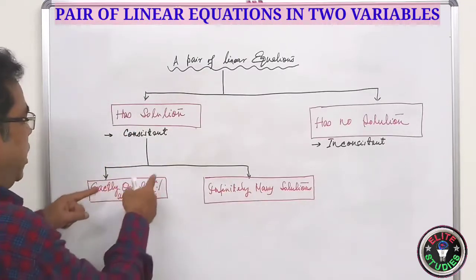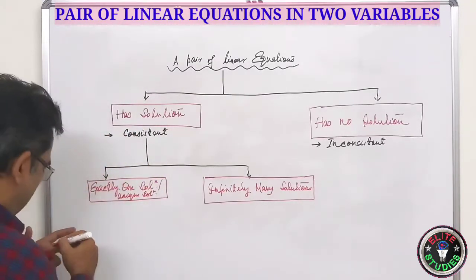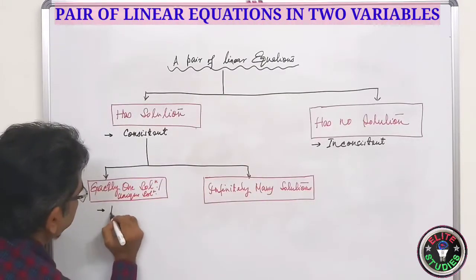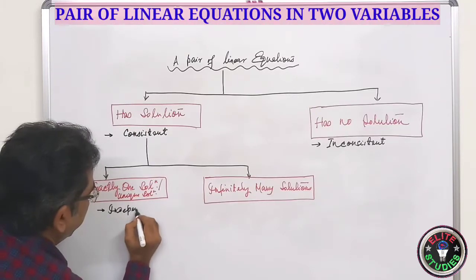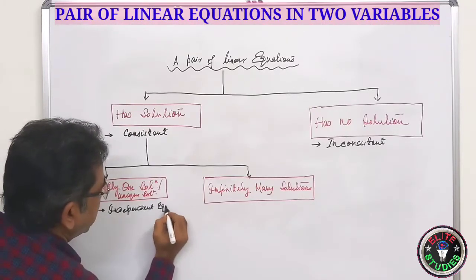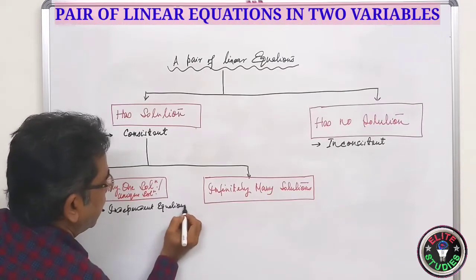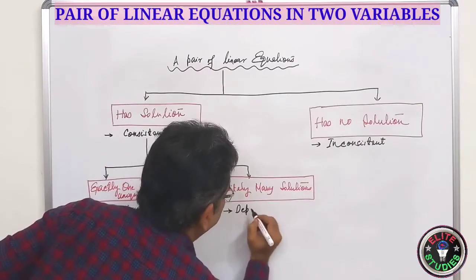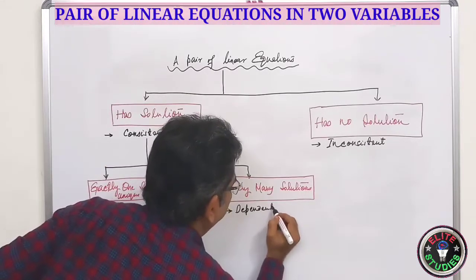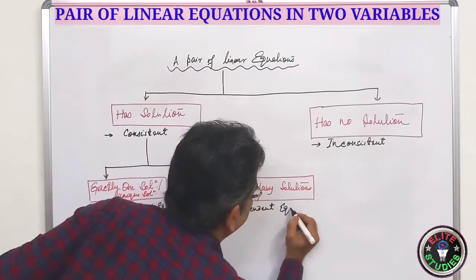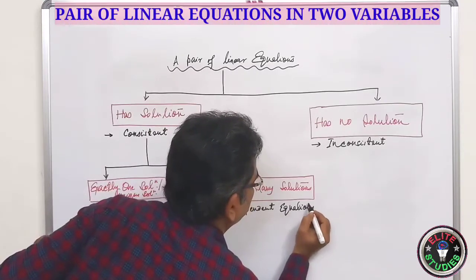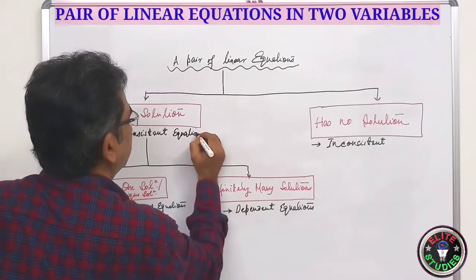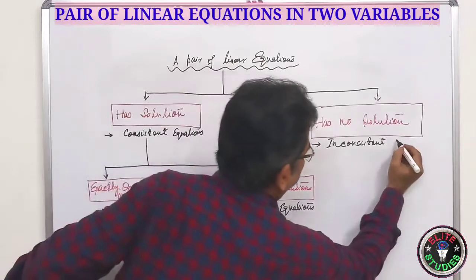If it has exactly one solution, they are called independent equations. And if they have infinitely many solutions, they are called dependent equations. Consistent equations. Inconsistent equations.